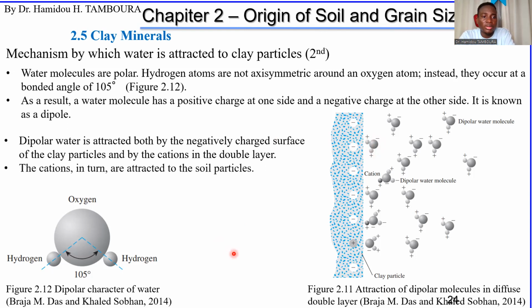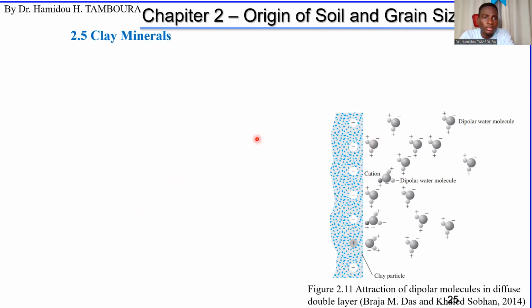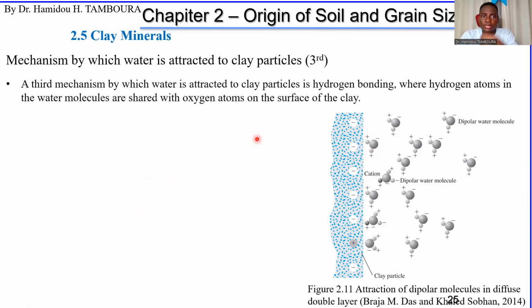Something like that. So the cations in turn are attached to the soil particle. Third mechanism by which water is attached to clay particle is hydrogen bonding, where the hydrogen atom in water, this hydrogen plus plus, is shared with the oxygen atom on the surface of clay.